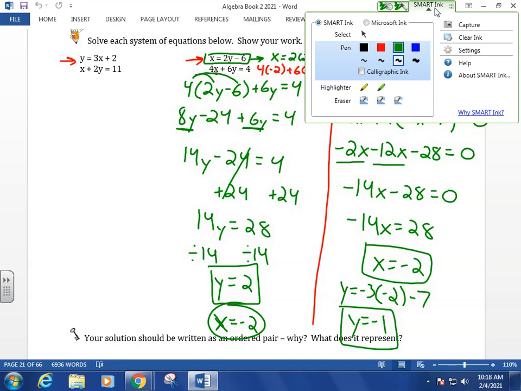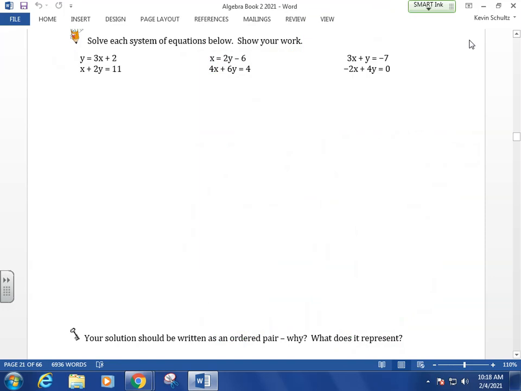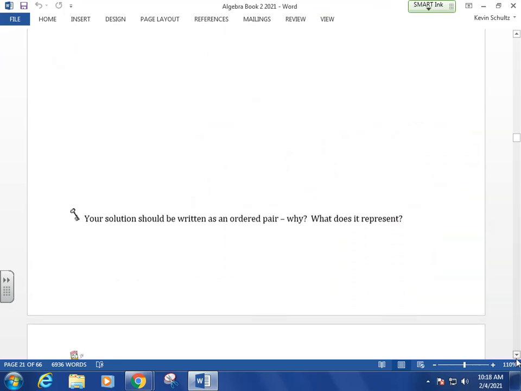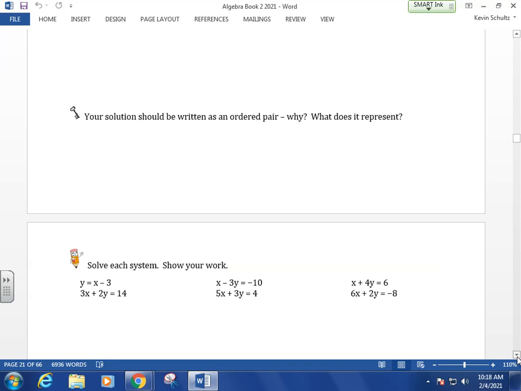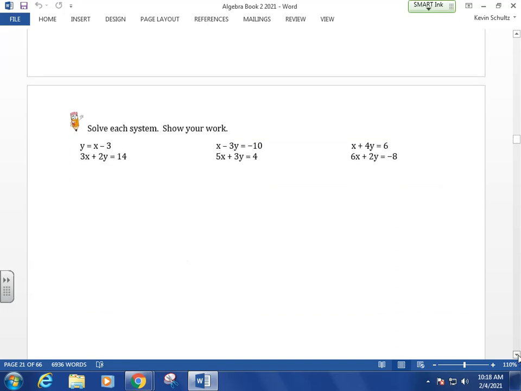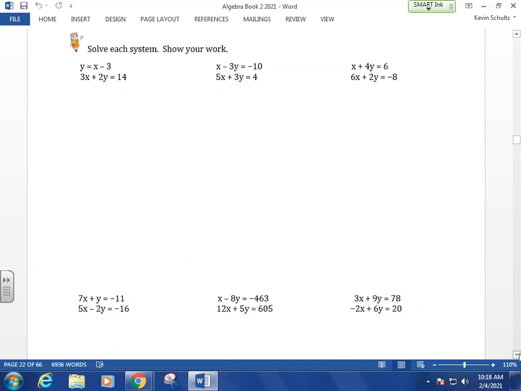Okay, let's look at the second page, see what that has in store for us. This key point here, your solution should be written as an ordered pair. Why was it represented? We already talked about that. It's where the lines intersect. I don't think I wrote my answers as ordered pairs, but you should do better than I do. Okay.